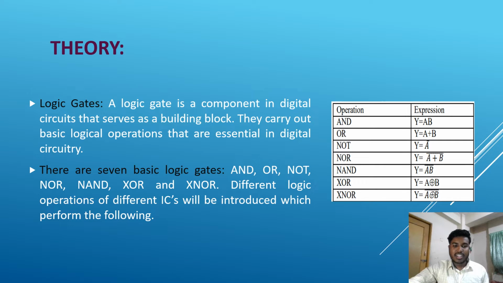Theory. Logic gates. A logic gate is a component in digital circuits that serves as a building block. They carry out basic logical operations that are essential in digital circuitry. There are 7 basic logic gates: AND, OR, NOT, NOR, NAND, XOR, and XNOR. Different logic operations of different ICs will be introduced, which perform the following. Here is the operation and expression.